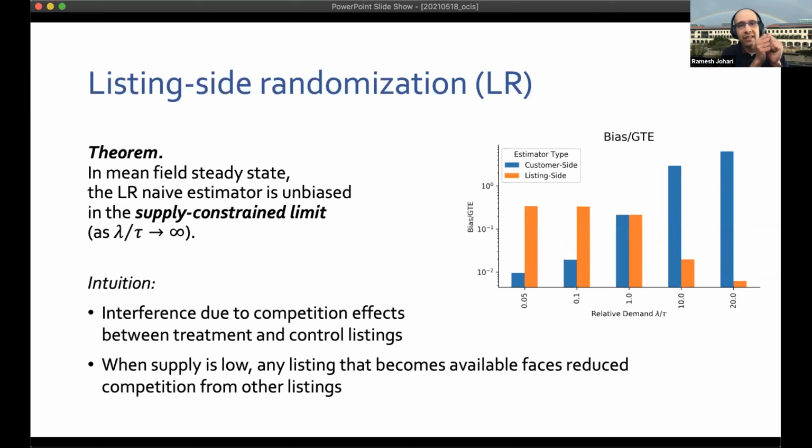And that we believe to be quite robust, through a simple intuition that I can give you. If you think about what causes interference between listings, the interference between treatment and control listings arises due to competition between them in the choice process of a customer. So anything that weakens that competitive effect will also have the effect of weakening interference. And as you move into a regime where supply becomes lower, any listing that becomes available is facing reduced competition from other listings, the more you move into a supply constrained regime. So if you face less competition from other listings, there's also less treatment control interference of the sort that I was describing earlier. So qualitatively, we think it's generally going to be true that LR performs better than CR in the supply constraint limit. This particular result shows that the absolute bias of LR goes to 0 as you move to the supply constraint limit, as you move to the right axis here.